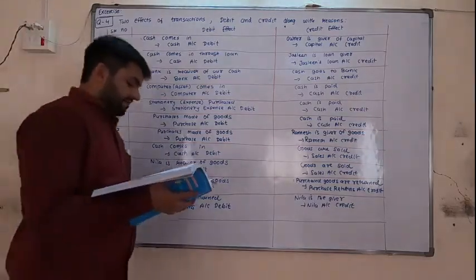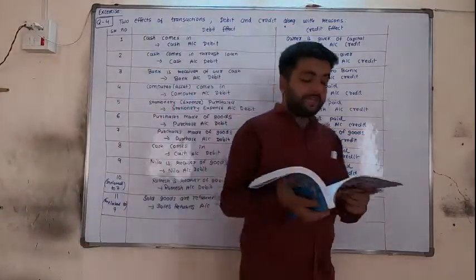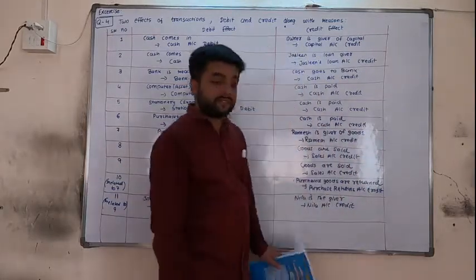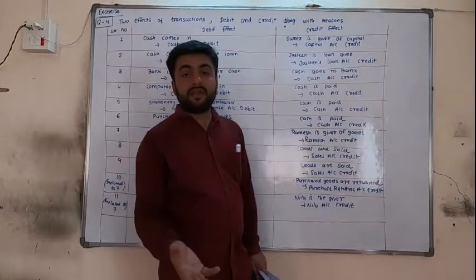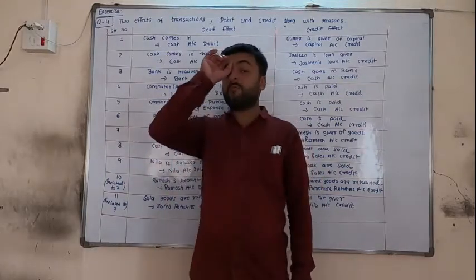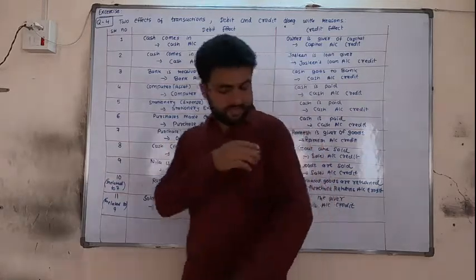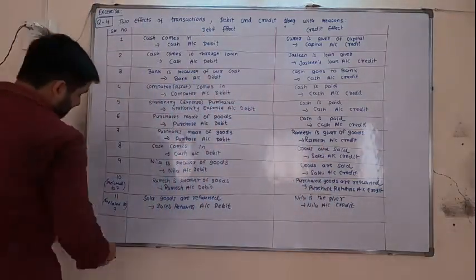Okay. 12th one. Paid 500 for carriage. When the word paid is given, cash goes out, cash credit. Now for debit, what should we do? We have paid what? We have paid the expense named carriage. So carriage should be debited. Debit all the expenses.